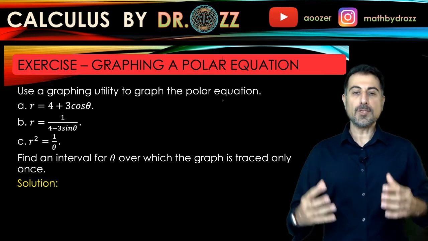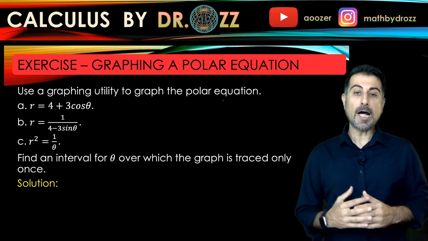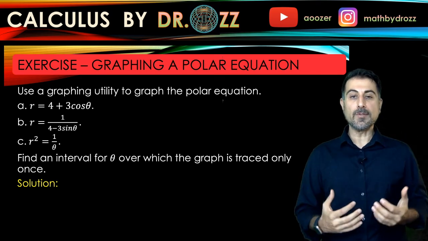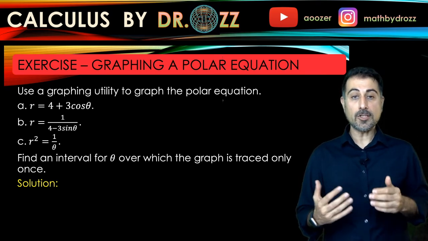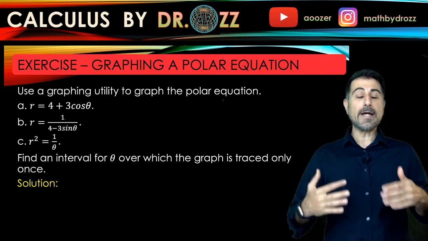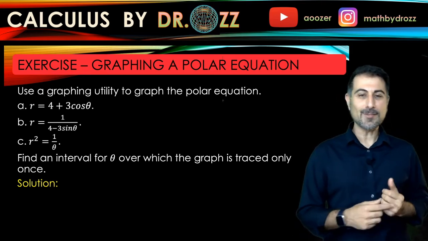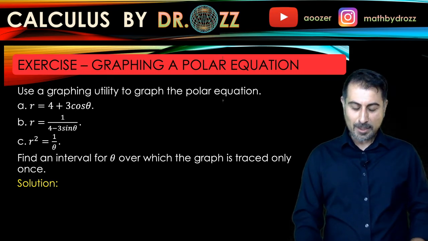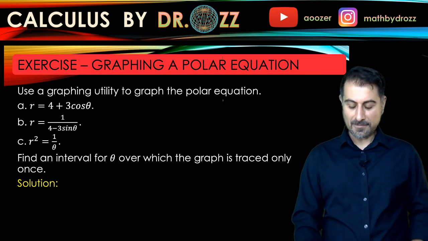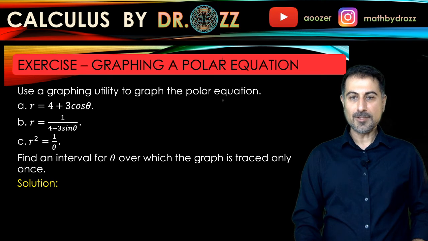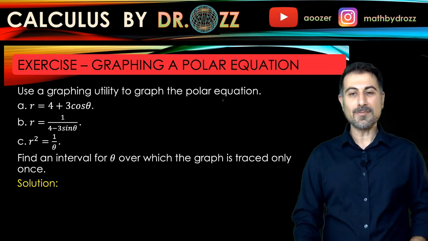At the end, once we're done with graphing, we will also try to come up with an interval for the parameter theta in each case so that the graph is traced only once. I'm going to explain what that means for the rest of the video. I want to give you a short heads up on what to expect.